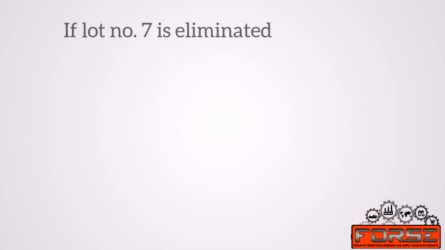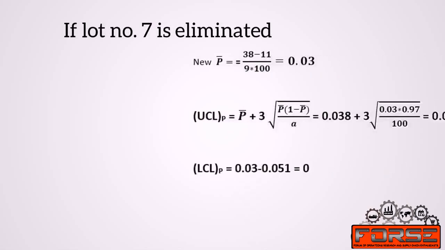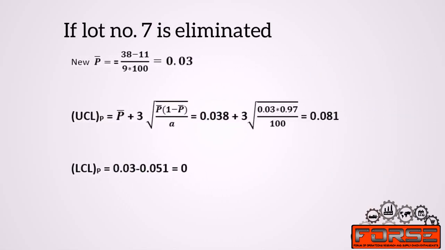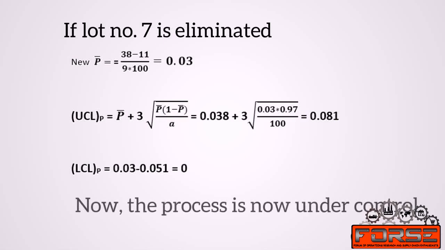Now, we first eliminate the 7th sample, and calculate the P-bar, LCL, and UCL values again. Considering the new values, it is found that all the remaining values are within control limits. Hence, we can finally say that the process is now in control.